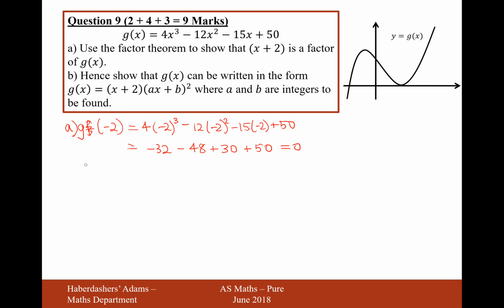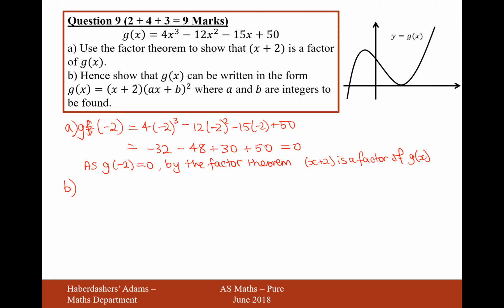Now we need to do a little conclusion. As g of minus 2 equals 0, by the factor theorem, you've got to use the words factor theorem there, by the factor theorem, x plus 2 is a factor of g of x. Okay, please make sure you definitely put that conclusion in. That's worth 1 of the marks out of the 2.